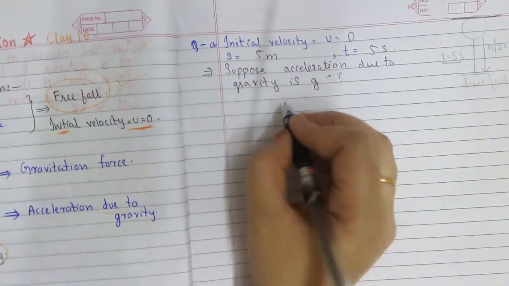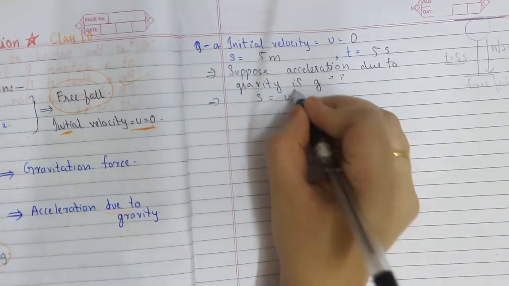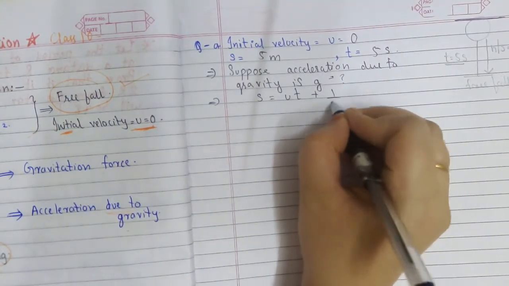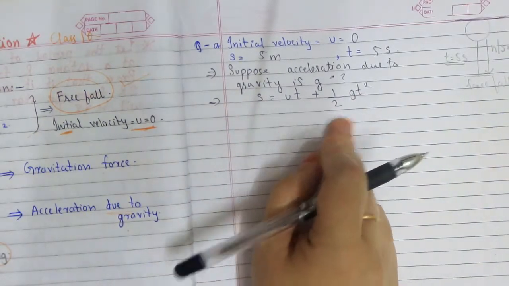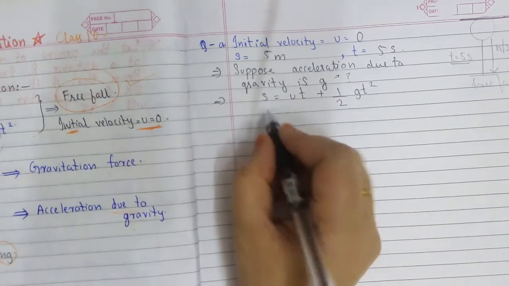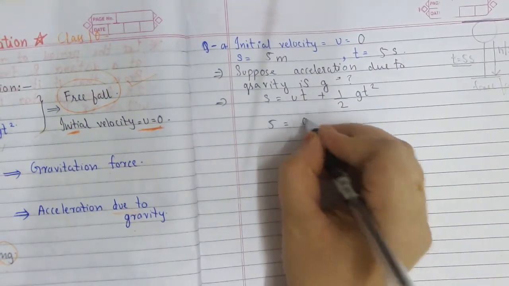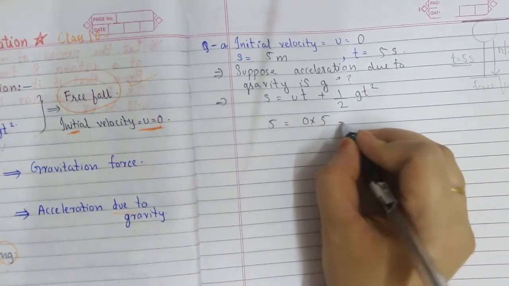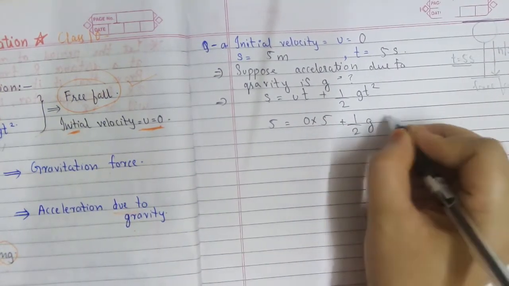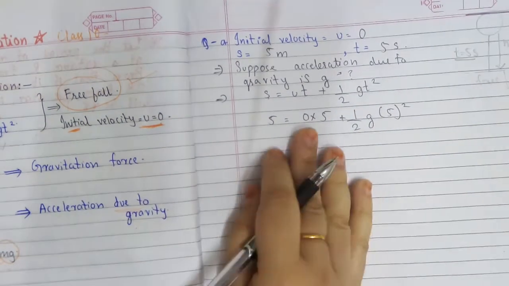Okay, and we will take the equation as the second equation of motion, because all the values are given, we can easily find out the value of g. S is equal to ut plus half gt square. Now let's put all the values in the equation. S is given as 5 meters, u is 0, multiplied by time, 5 seconds, plus half, g will be as it is, and time is 5, the whole square.